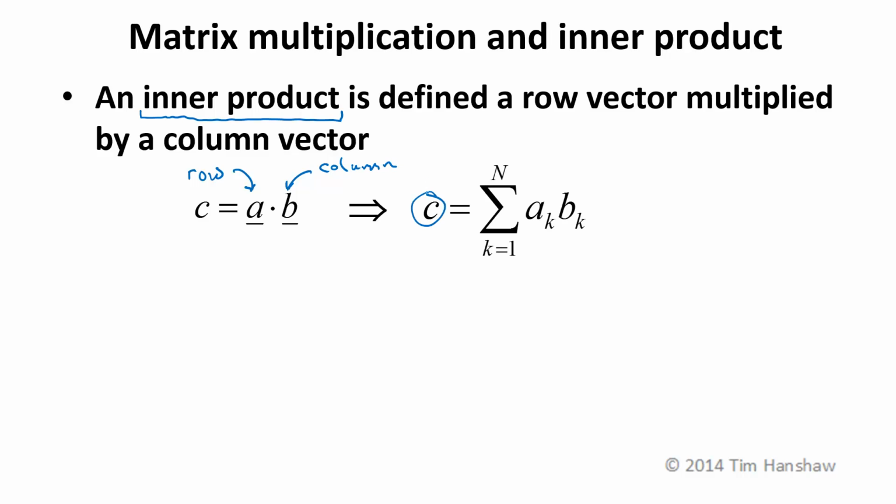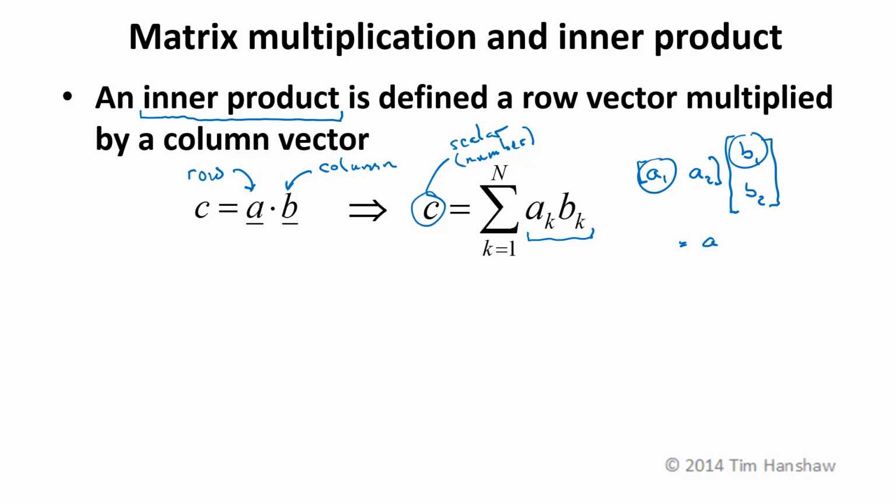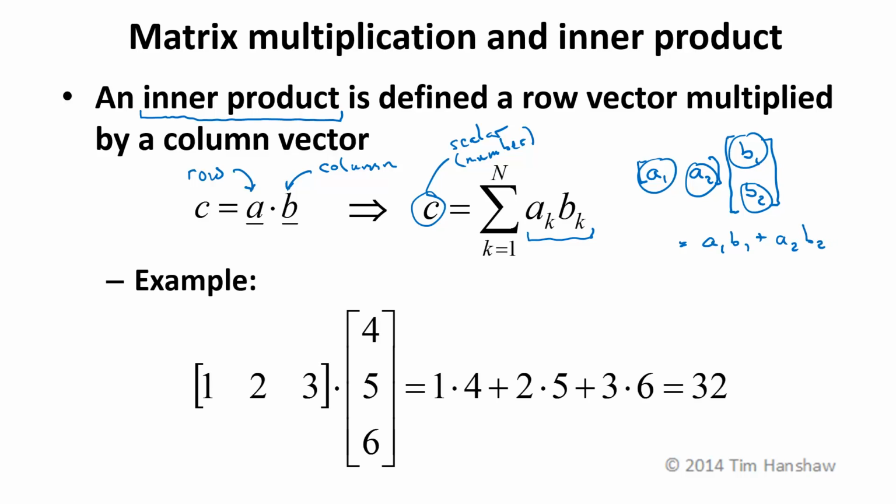The result of that is a scalar, or a single number, and that number is the summation of the products of the respective elements in each one. So if I have a row vector A1 and A2 and multiply that by a column vector B1 and B2, the result is going to be the product of this times this, so A1 times B1 plus this times this, A2 times B2.